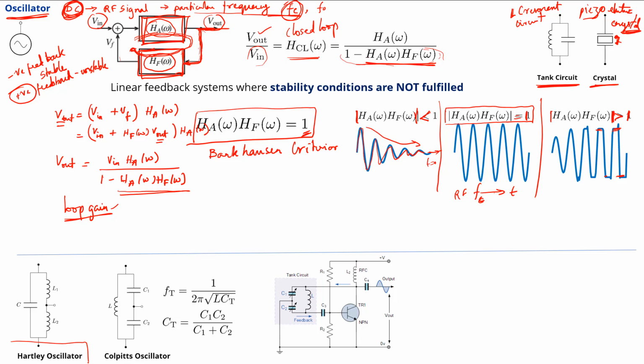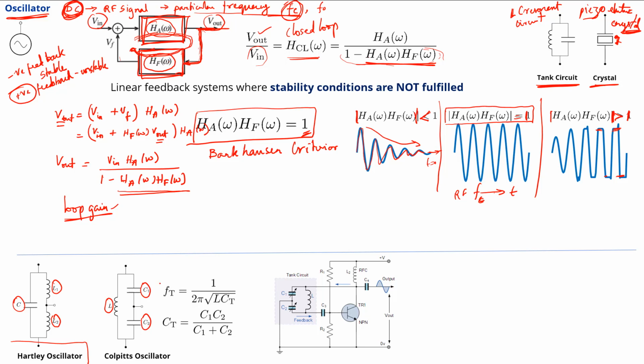Now, depending on the feedback path, there are different types of oscillators. For example, the Hartley oscillator is one kind, where there is essentially a center tap inductor in the tank circuit in the feedback path, and one capacitor. Another common configuration is the Colpitts oscillator, where you have two capacitors and one inductor making the tank circuit for the feedback path.